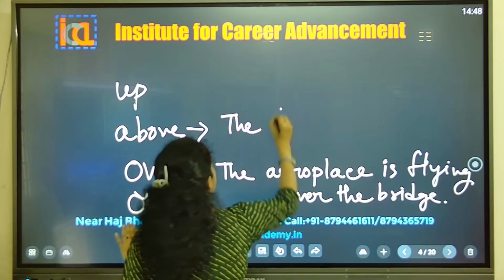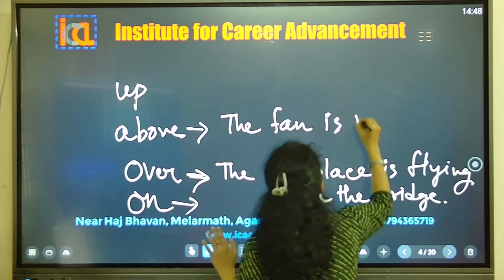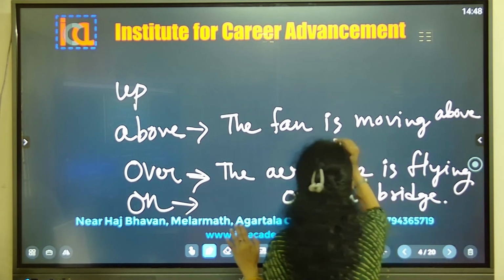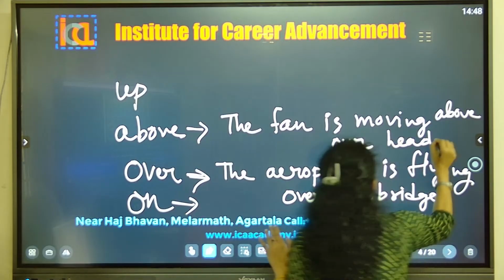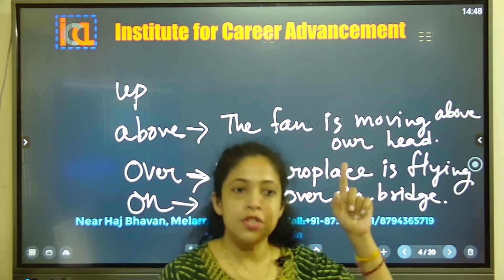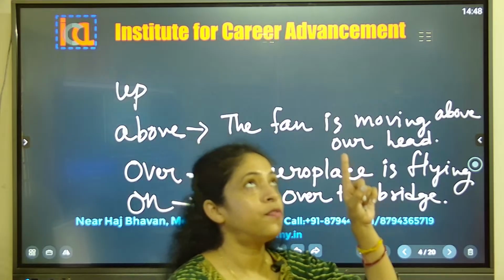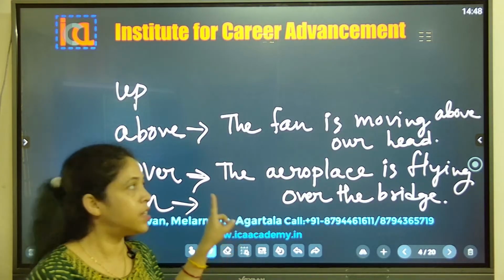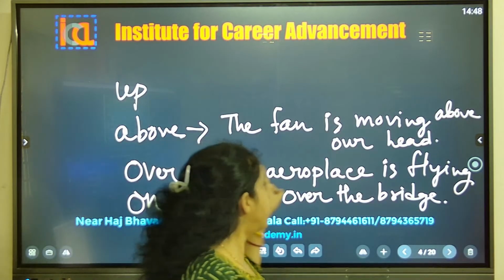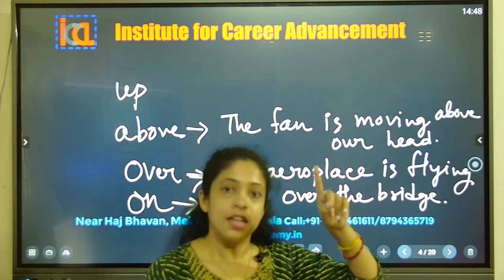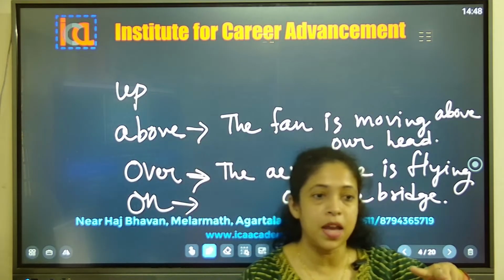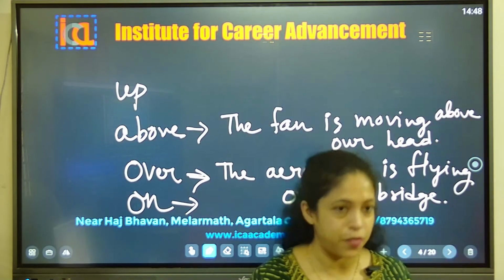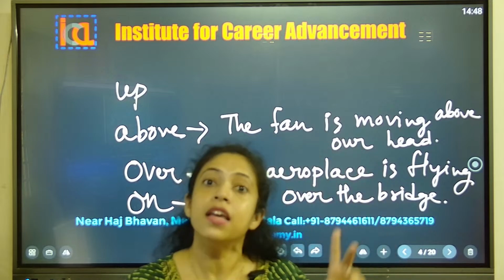The fan is moving above our head. Now you see the position of the fan. It is also moving. The aeroplane, as I said, was moving. In the same way, the fan is also moving. But what is the difference between these? Yes, the fan is fixed here, but the aeroplane is not fixed.